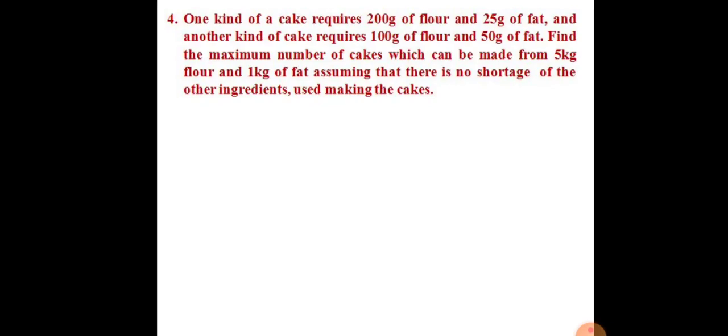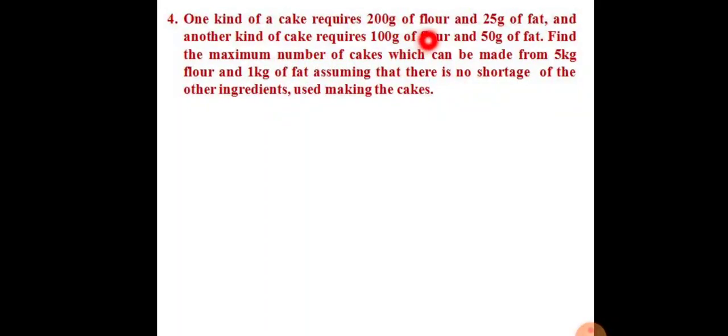Consider the next example. One kind of cake requires 200 grams of flour and 25 grams of fat, and another kind of cake requires 100 grams of flour and 50 grams of fat. Find the maximum number of cakes which can be made from 5 kg flour and 1 kg fat, assuming that there is no shortage of other ingredients used in making the cakes. Here also we have to find the maximum number of cakes.